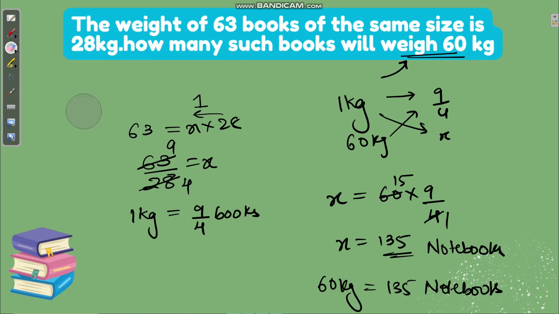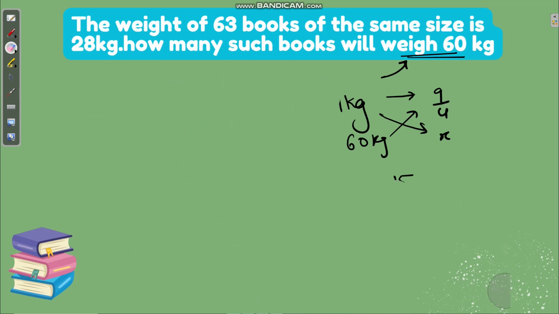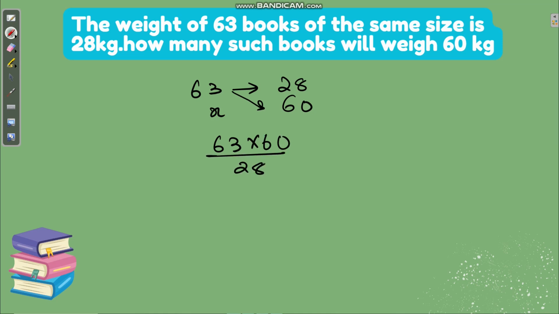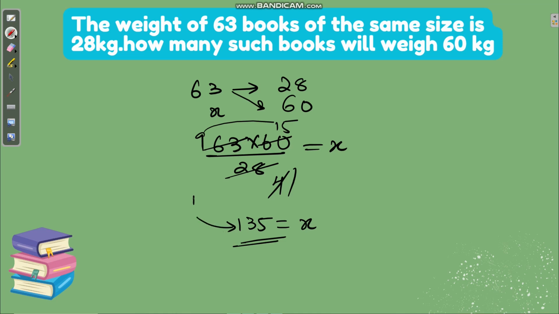This is how we solve using the unitary method, but there is one more method in which you can solve, that is the cross multiplication method. That is pretty simple. That is 63, the weight is 28. For 60, how many notebooks will there be? We don't know, just cross multiply. 63 into 60 upon 28 will be equal to x. You solve this question like 7 4s are 28, 9, 4 1s are 4, 15s are, what is remaining is 9 into 15, that is 135. That will be equal to x. So this is your answer, this is your notebooks. I hope this method was clear.